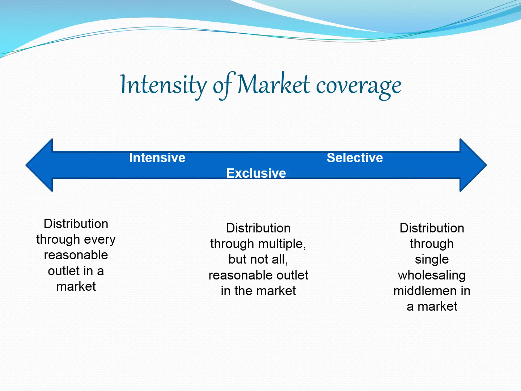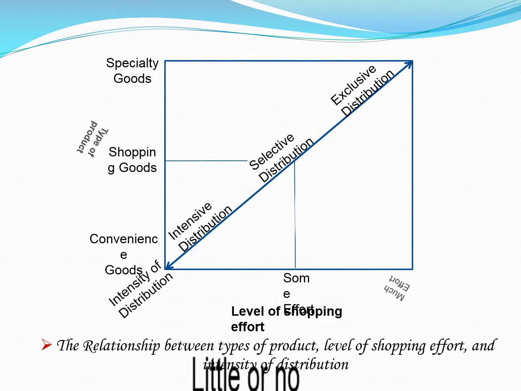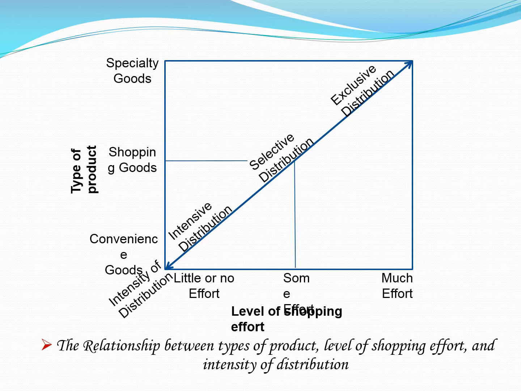Now how this intensity of market coverage applies to different scenes and different types of product. The relationship between type of product, level of shopping effort and intensity of distribution is depicted by the diagram. As we can see, for the intensity of distribution, the y-axis describes the type of the product and the x-axis describes the level of shopping effort.